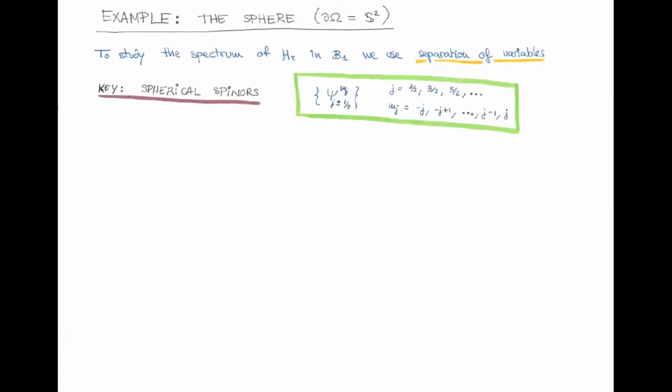And the key in this thing is that there are what are called spherical spinors, which are somehow the generalization of the spherical harmonics, but for this Dirac operator. They are functions that depend on the angle and that generate invariant spaces for the Dirac operator.